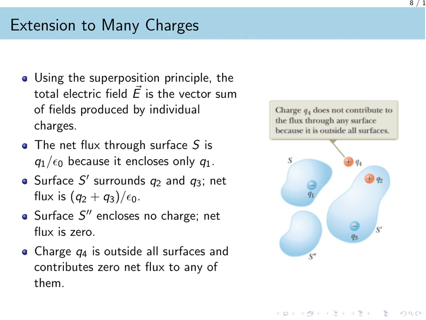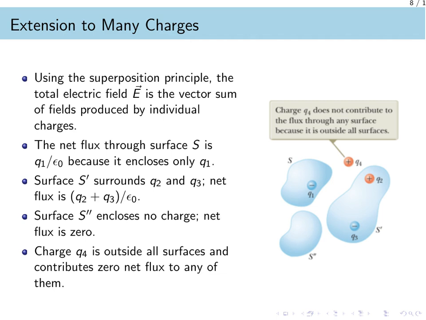The surface labeled S encloses only charge Q1, so the net flux through it is Q1 divided by the vacuum permittivity. The surface labeled S' encloses both charge Q2 and charge Q3. Therefore, the net flux through S' is the sum of Q2 and Q3, divided by the vacuum permittivity. The surface labeled S" does not enclose any charges at all, meaning its net flux is zero.